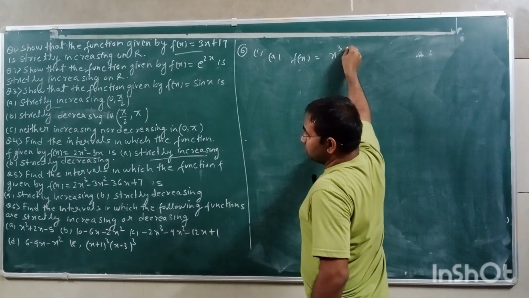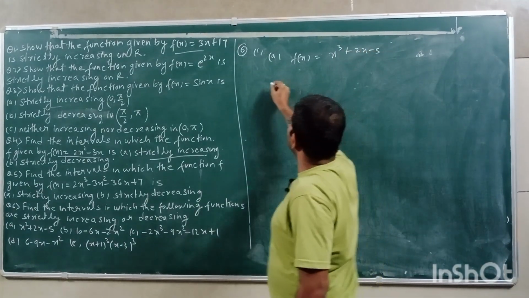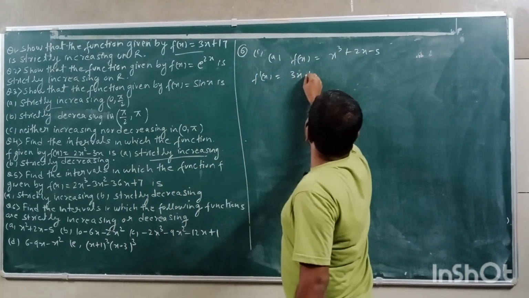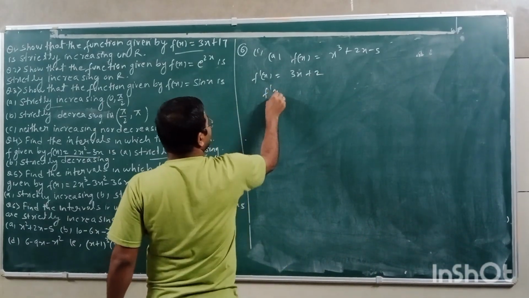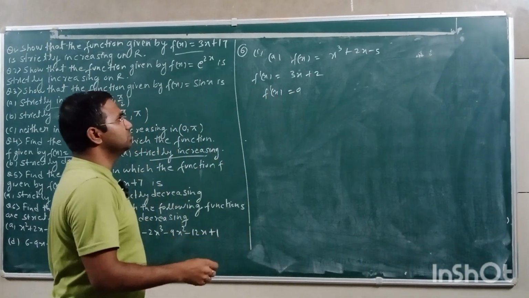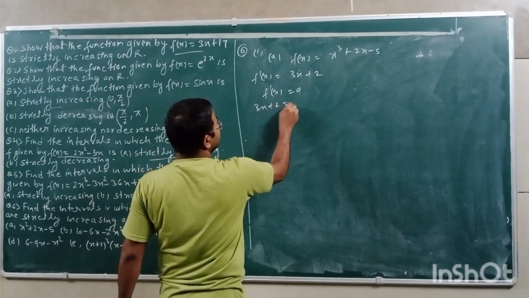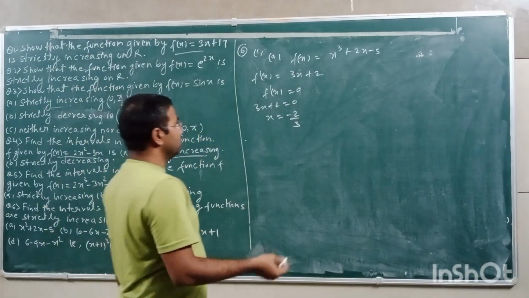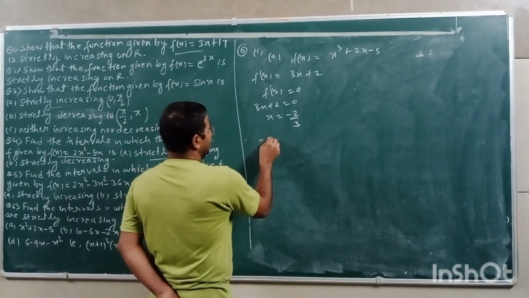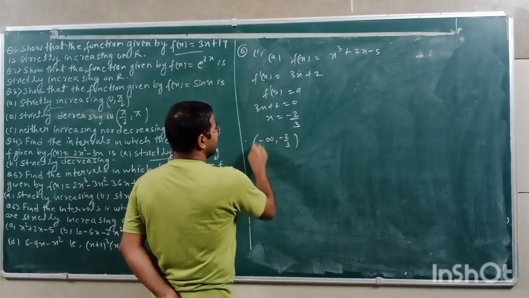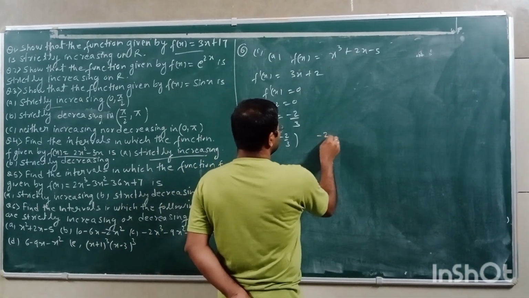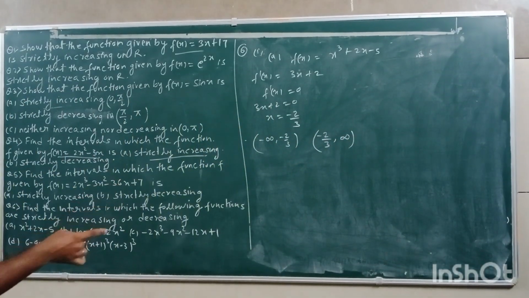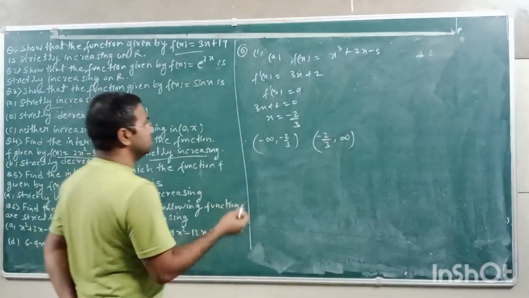x square plus 2x minus 5 is there, then f dash x will be 2x plus 2. Then for finding the interval we have to put f dash x is equal to 0, then 2x plus 2 is equal to 0, then what will come? x is equal to minus 2 upon 3 will come. Okay, now here two intervals arise: minus infinity to minus 2 upon 3, and second, minus 2 upon 3 to infinity. Two intervals.